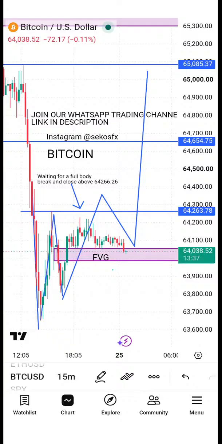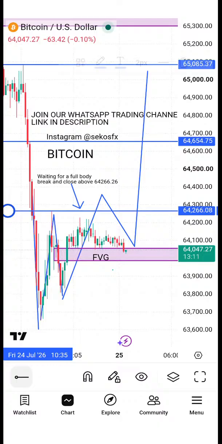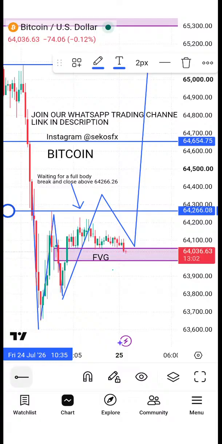Looking at what is happening, I'm not comfortable with the buy with the sell. I'm not comfortable. I'll just wait for a break above this area. Then yeah, I'll buy. For now, just sit back and watch what is happening.